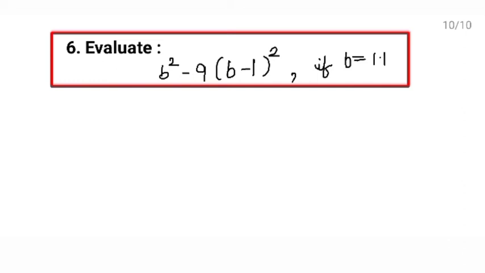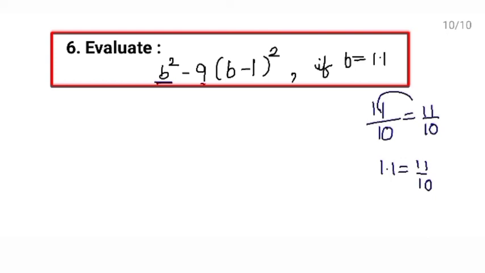Next is evaluate. Here they have given b square minus 9 bracket b minus 1 bracket close power 2 if b is equal to 1.1. Here they have given b is equal to 1.1 and in the hint they have also given that this 1.1 you can write as 11 upon 10. Why? Because after the decimal there is one digit, so in the denominator there will be 1 0, so this can be written as 11 upon 10 because 1.1 is equal to 11 upon 10.